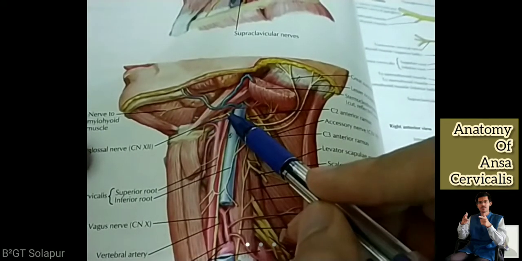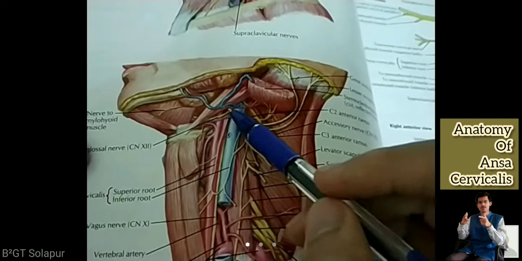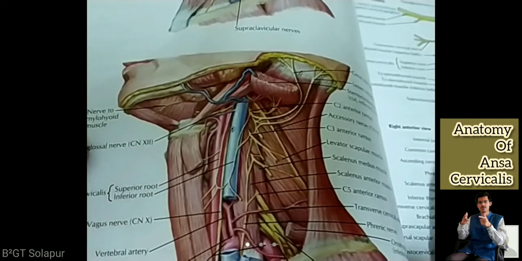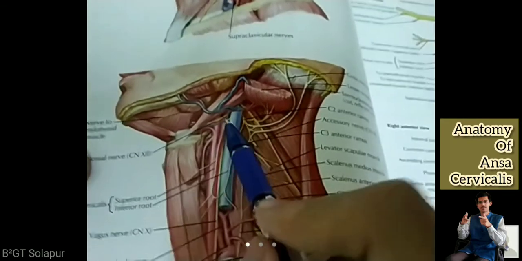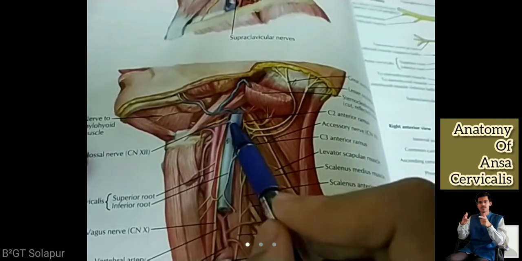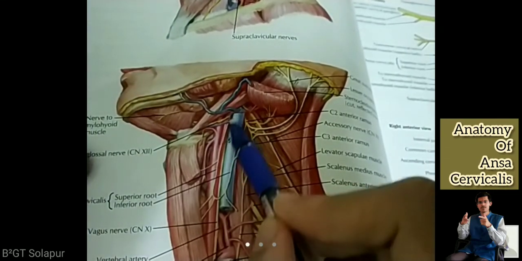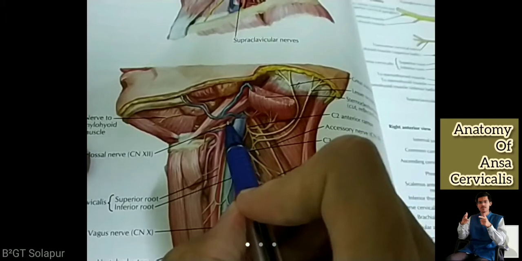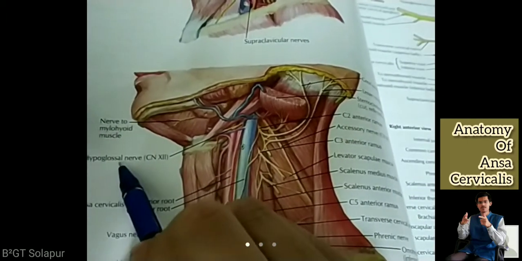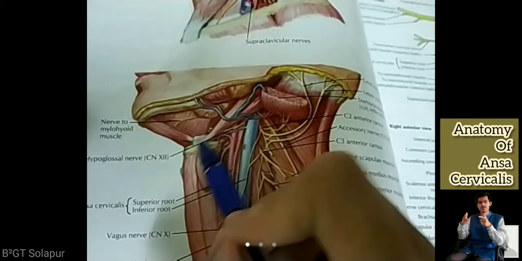At that time I will tell you the complete route of the hypoglossal nerve, from where it is originating, from where it is passing, and where on. But you have to remember that this is the hypoglossal nerve, and can you see this fine root coming out of it? See, this is the hypoglossal nerve, already labeled here. Can you see? Hypoglossal nerve. So this is the labeling.